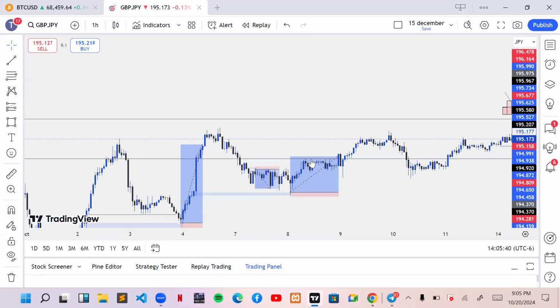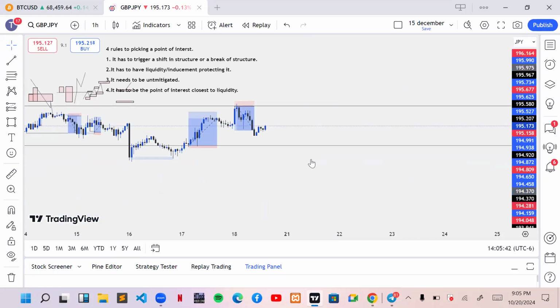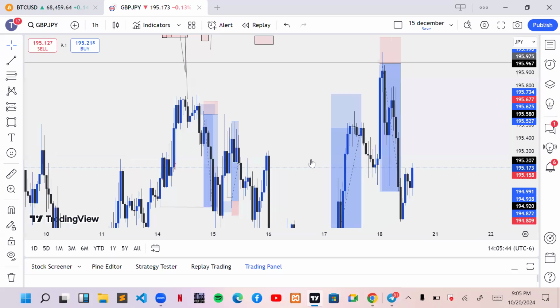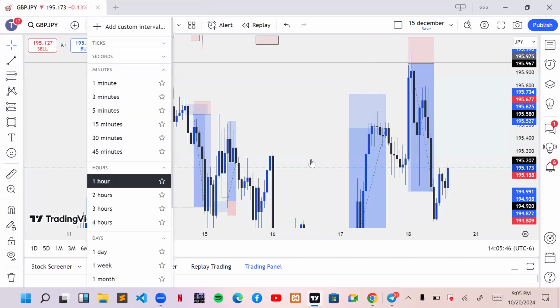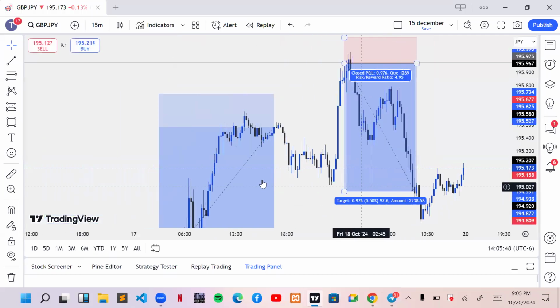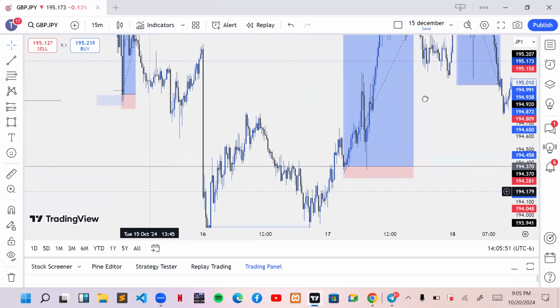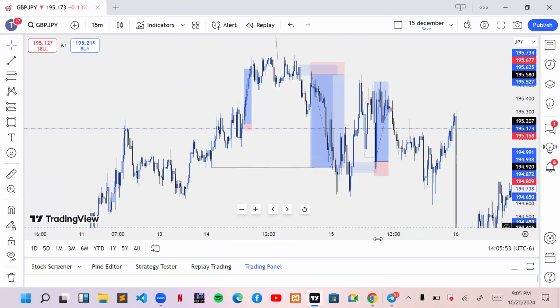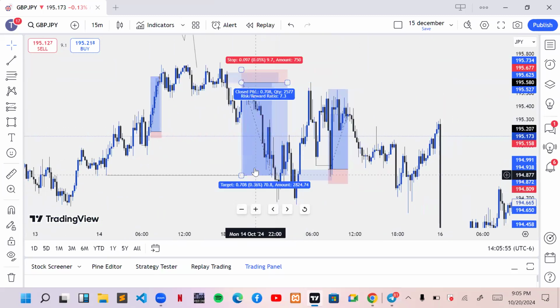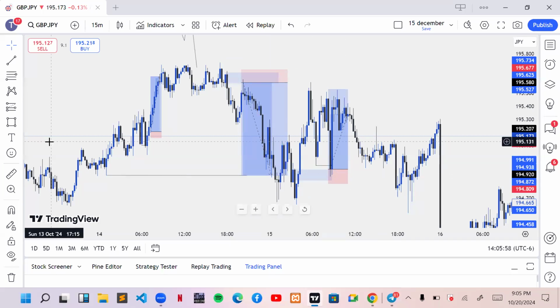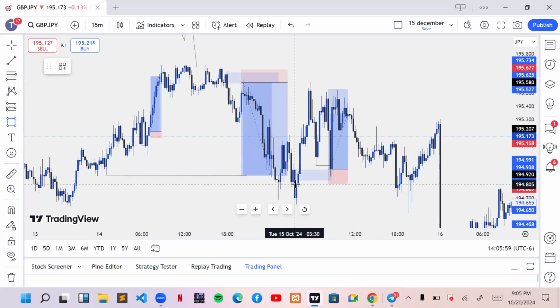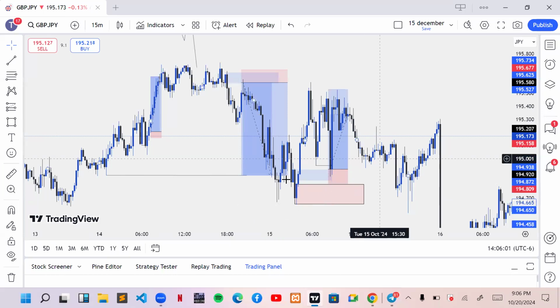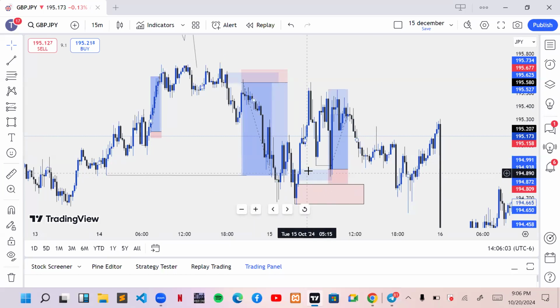There was a trade on GJ last week. Let me see if I can find GJ. I know GJ. Last week, I think I took that trade. This trade, this is the inducement. This is our breaker block, and there's another block down here. Market picked from this breaker block because this is the inducement and this breaker block is the one that is closest to liquidity. The TP for this trade was here.